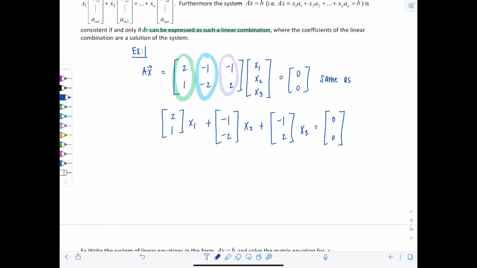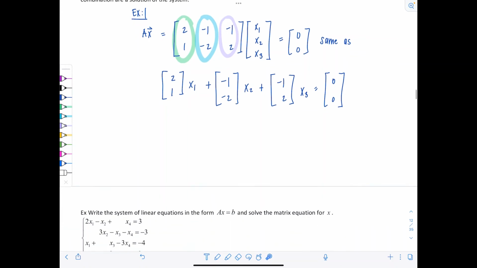Okay, so that's just another way to represent your system of equations. What makes this a linear combination? You have products and addition. Product, addition. Okay, so that's it. Just a different way to represent a system of equations. Keep that in mind. We'll revisit this more later in the course with more detail.